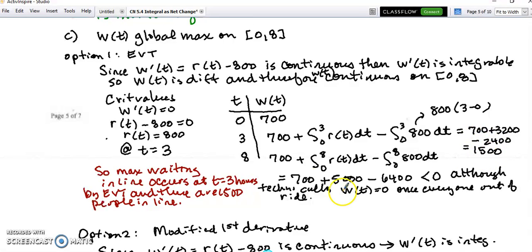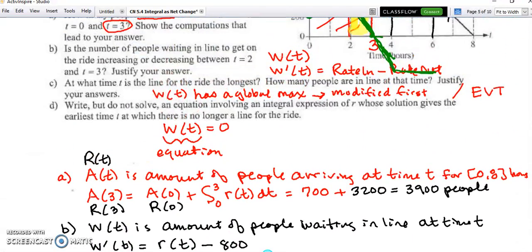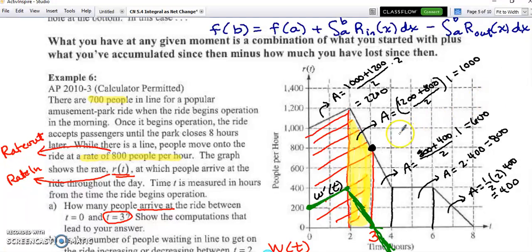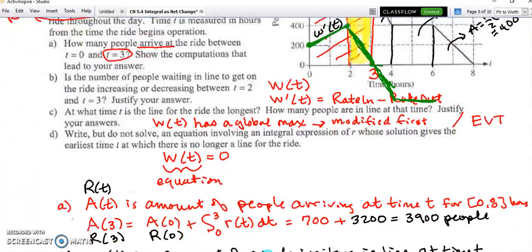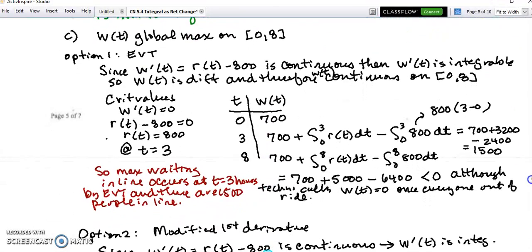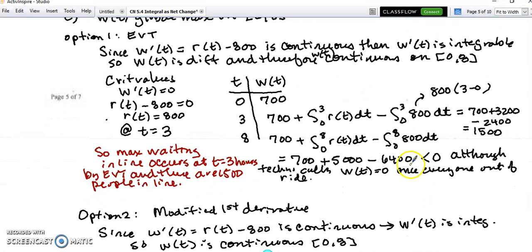Added those up. And then I needed to do the net coming in. So I have 700 plus the net coming in minus the net going out. And then I had to do a lot of work for this. I had to come back up here and notice that in order to do that last one, I had to calculate this area I already had, did this area, did this area, did that area, did that area. So I had to do 1, 2, 3 trapezoids, a rectangle, and a triangle and calculate those areas. And I added those up, and that came up with a total net area of 5,000. And then I subtracted 6,400.